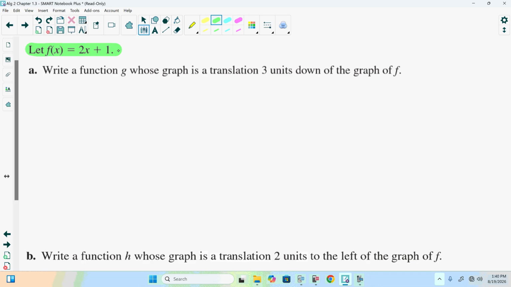F of x equals x plus 2. And we want a translation 3 units down. So those are the two main things we're going to want for this example. We need the function f of x equals 2x plus 1. And we want to translate it 3 units down. Now for our new function, we want to write a function g. So we're just going to call it g of x. But the name really doesn't matter. It's just a way that we can distinguish between the two. All it is a name.